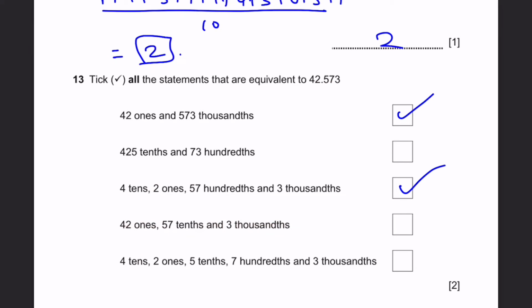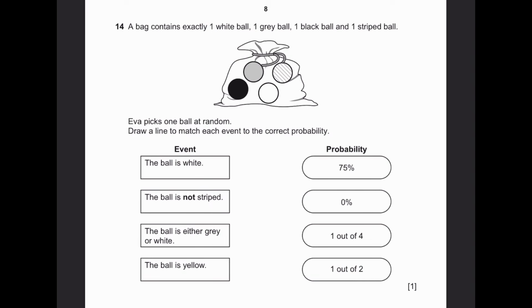4 tenths, 2 ones, 5 tenths, 7 hundredths, and 3 thousandths. Of course, this is just saying the place value of everything, and this is correct. Question 14. A bag contains exactly one white ball, one gray ball, one black ball, and one striped ball. Eva picks one ball at random. Draw a line to match the event to the correct probability.